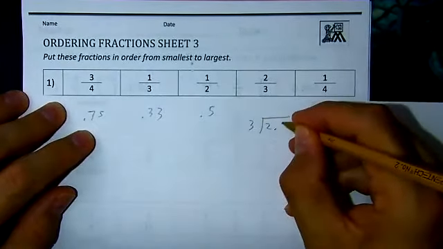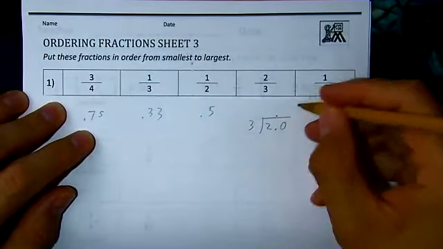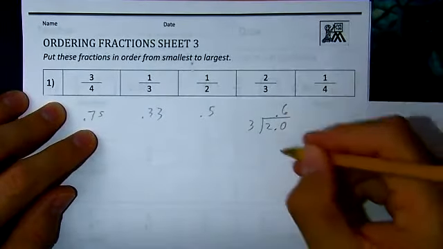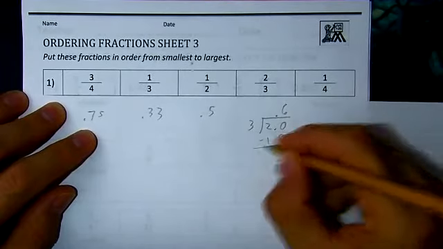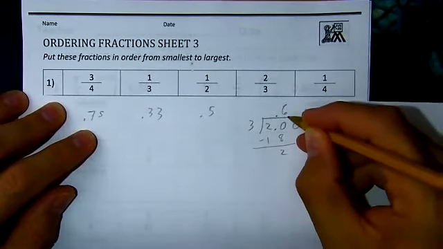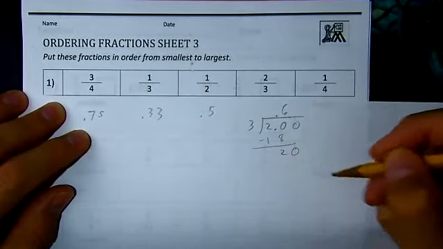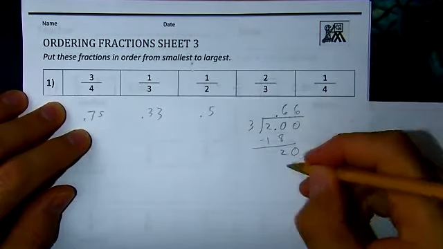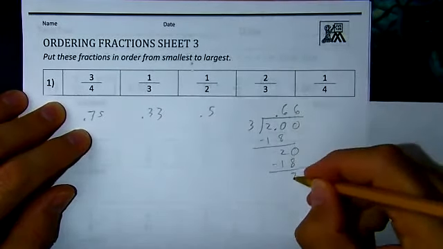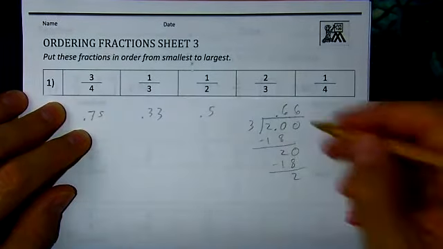Add a decimal, 0. 3 goes into 20 6 times, which is 18. And just like 1/3, 2/3 is going to keep repeating over and over again too. Just so you get the same thing every time. So we're going to stop there.